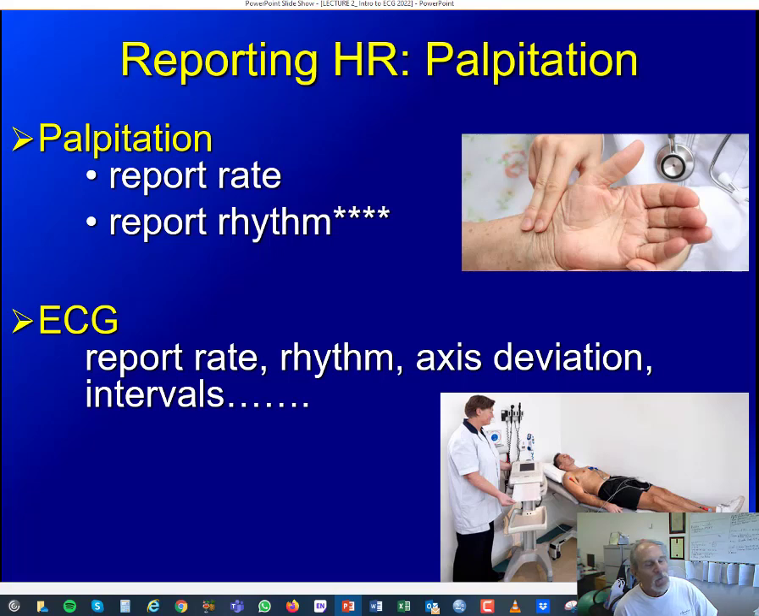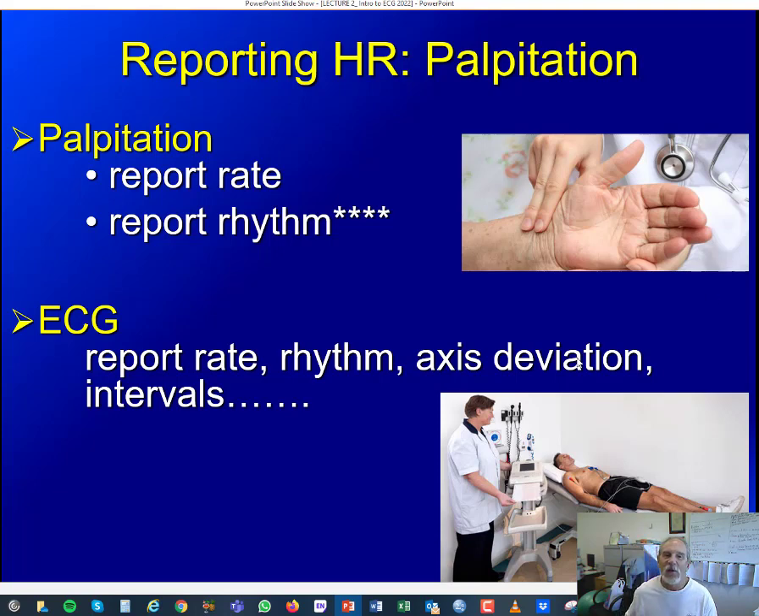Now, how do we take heart rate? You can palpate heart rate. Typically we do it at the wrist, you can do it at the elbow, at the neck, etc. If you can't get a pulse at the wrist or at the elbow, the brachial artery, then you can go to the neck, but you have to be careful that you don't press too hard so you don't occlude blood flow. When you palpate heart rate, you always have to report rhythm. So it's either regular, irregular, or irregularly irregular.